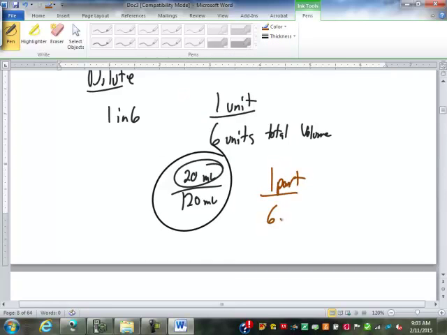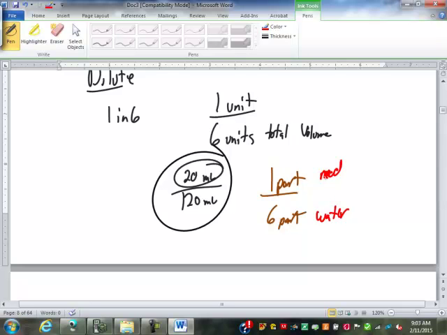1 part, 6 parts like that. The key with any ratio is to understand what these are, because a lot of people screw these up and say this is 1 part of medicine or medication to 6 parts water. Or what they use, NS is the term they use in the medical field for normal saline, sterile water, basically is all it is.